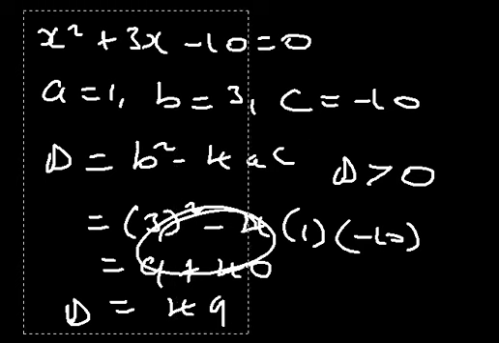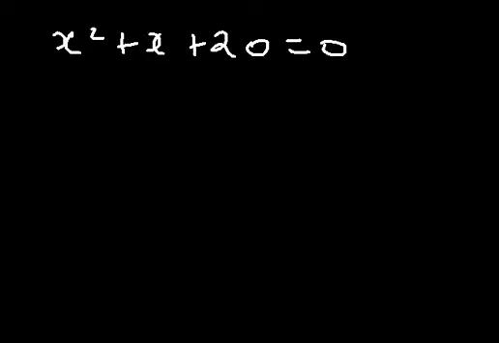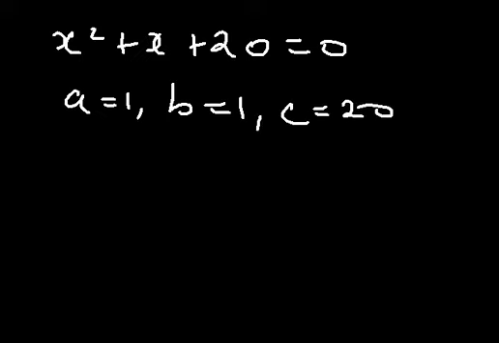Let's say we have this case, and we proceed as well. Say we have x squared plus x plus 20, which is equal to 0. How many roots does this equation have, and what is the nature of those roots? So use the discriminant as well. In this case, a is 1, b is 1 as well, and c is 20. And the discriminant is given as b squared minus 4ac.